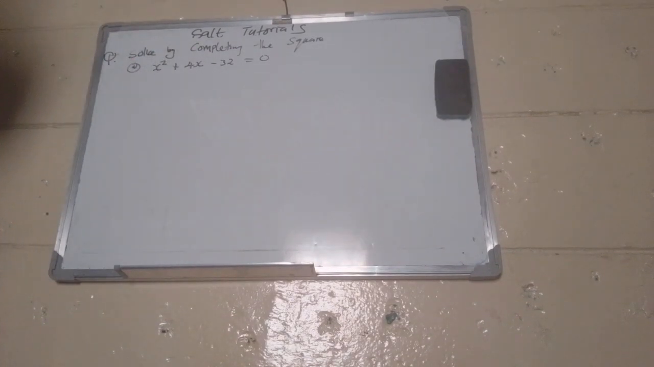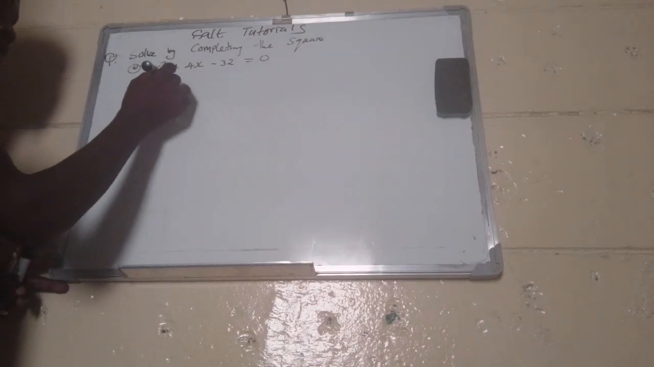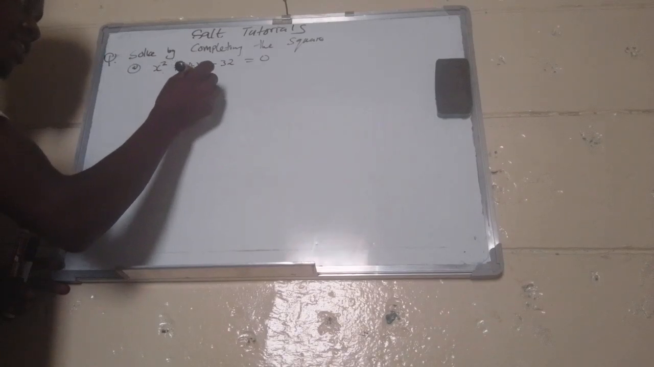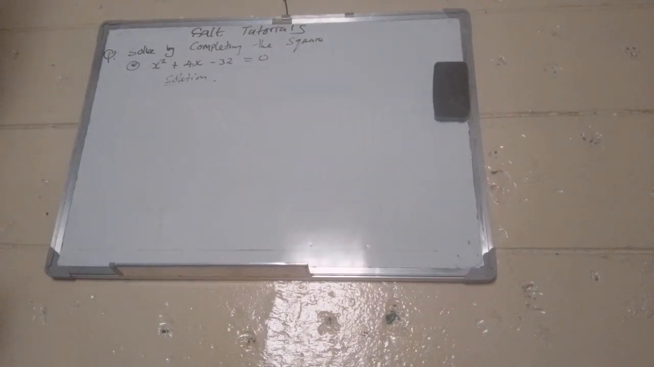Now look at our next question. We are told to solve by completing the square. I want to solve for the value of x using the completing the square method. We've been given x squared plus 4x minus 32 equal to 0. We start. The same process we used in deriving that formula is the same process we're going to use in finding the value of x for this one.